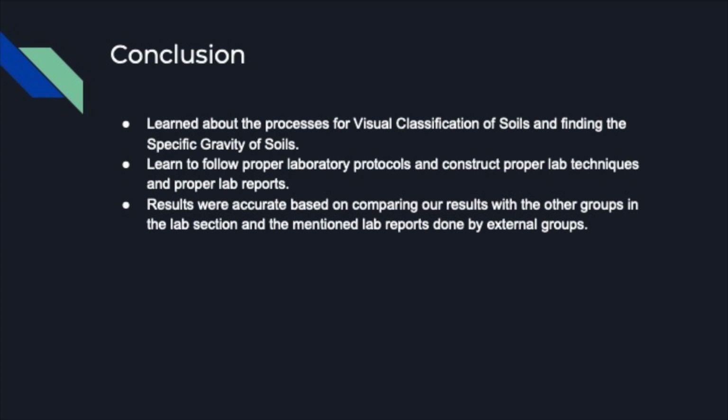To wrap our presentation up, we wanted to say a few concluding statements. This lab was supposed to teach us how to visually classify soils based on color, odor, texture, dry strength, dilatancy, toughness, gradation, and particle size. We also learned the process of determining the specific gravity of a soil sample using the heat method outlined in the lab procedures. The specific gravity can then be used to classify the soil sample given previously experimentally determined values for different soil types.